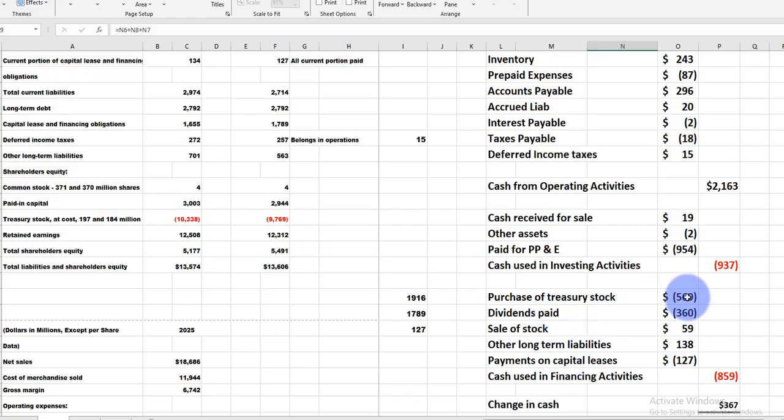That means we spent cash. You literally can't buy treasury stock without using cash. It's actually against the law. Okay, dividends paid. How did we get that?